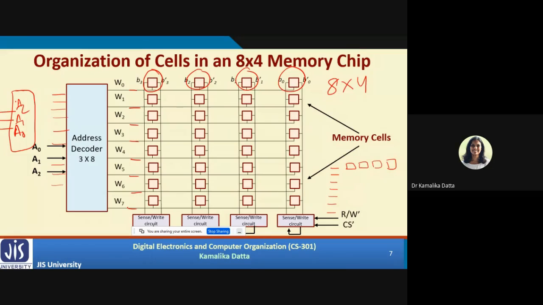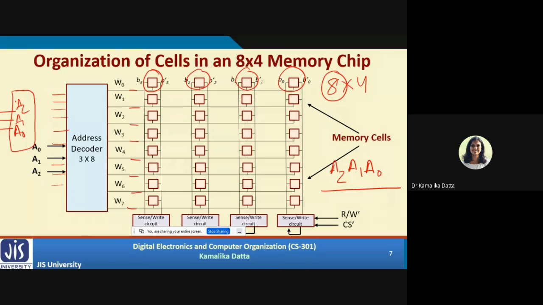Now, how many address lines will be required? There are 8 words in total. How many address lines will be required? 3. All of you agree to this? So 2 to the power n equals 8, so 2 to the power 3 equals 8, so n equals 3. So what are those 3 address lines? Let's say A0, A1 and A2.